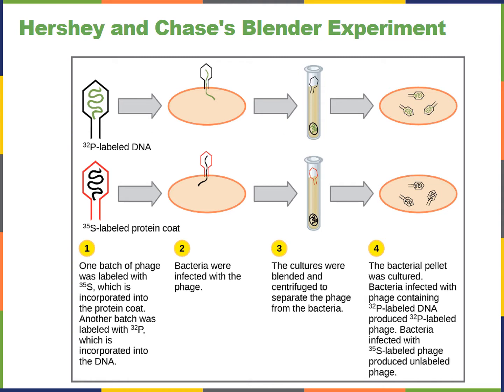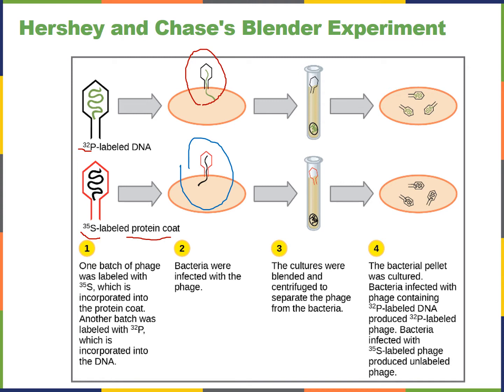And this is a schematic representation of Hershey and Chase's blender experiments. What they did here is they used radioactive phosphorus in order to label DNA, and they used radioactive sulfur in order to label the protein coat. Then they infected bacteria with the phage. This is the one infected with the radioactive phosphorus, and the one I'm going to circle now in blue is the one that's infected with the radioactive sulfur.